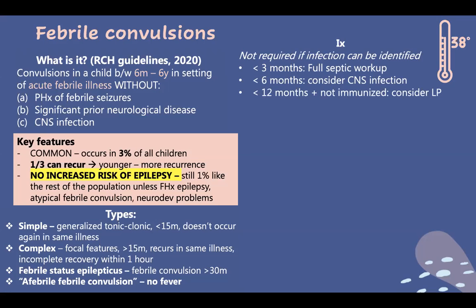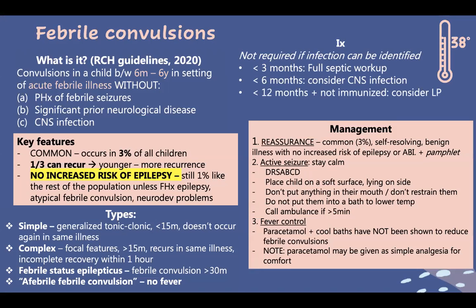Okay, so investigation, really you don't have to do anything. If they're less than 3 months, and Michaela alluded to this before in her slides as well, do a full septic workup. Less than 6 months, you consider a central nervous system infection, and less than 12 months, if they're not immunized, then you consider a lumbar puncture. Otherwise, no need to do any investigations. Management, we kind of talked about the reassurance before. Give them a pamphlet, and obviously active seizure management.